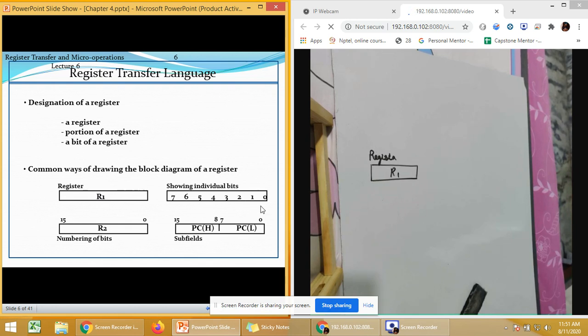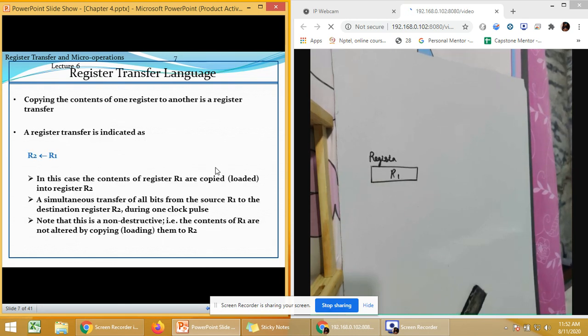Then for the second representation, we can use different bits for showing the data. Like this is an 8-bit register, so we are using 8 bits in it. On the other hand, we can number the bits from 0 to 15, which means there are 16 bits in it. The last one is with the help of subfields. This shows the program counter, with the lower bits, the low significance bits, and the higher significant bits. So 0 to 7 are lower and 8 to 15 are higher. So these are the four different ways to represent a register.